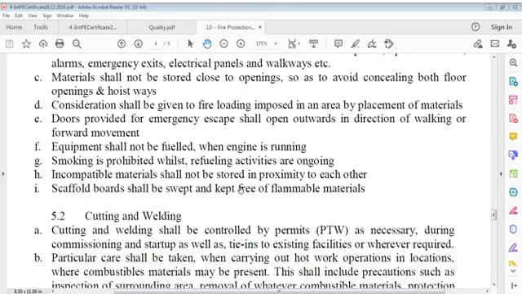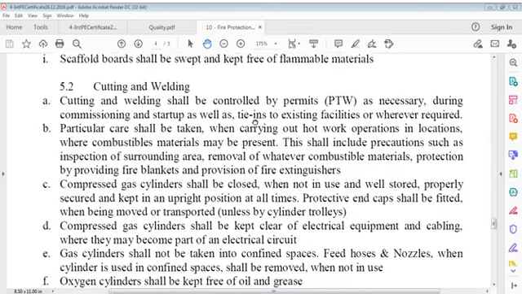Doors provided for emergency escape shall open outwards in direction of walking or forward movement. Equipment shall not be fueled when engine runs. Smoking is prohibited whilst refueling activities are ongoing. Incompatible materials shall not be stored in proximity to each other. Scaffold boards shall be swept and kept free of flammable material.